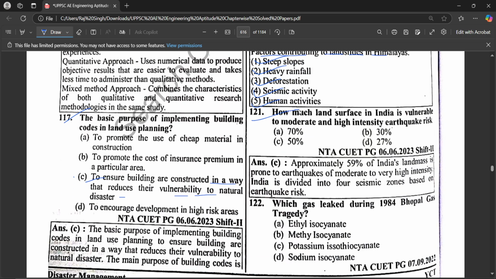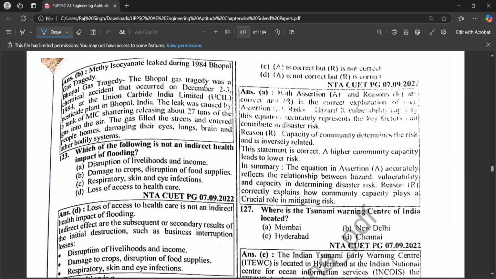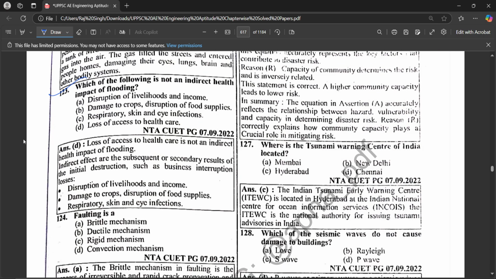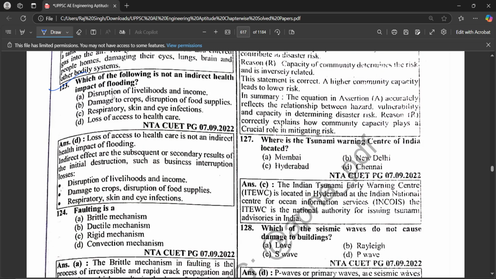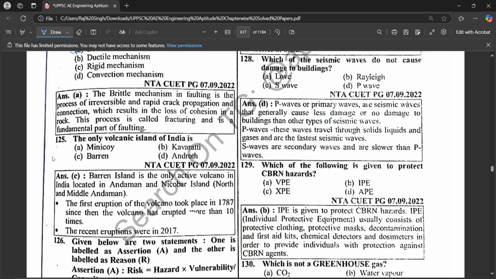How much land surface in India is vulnerable to moderate and high intensity earthquake risk? 50%. Which gas leaked during the 1984 Bhopal gas tragedy? Methyl isocyanate. B option is correct. Which of the following is not an indirect health impact of flood? Loss of access to health care. Faulting is a brittle mechanism. The only volcanic island of India is Barren Island.